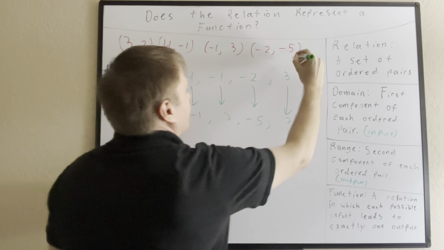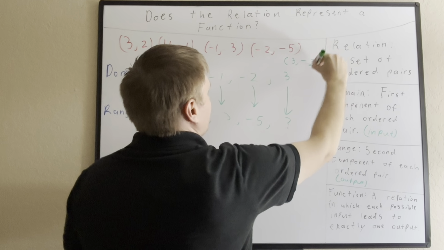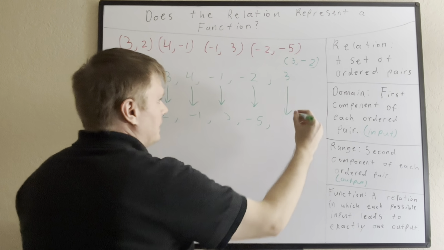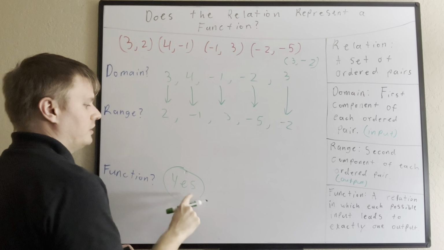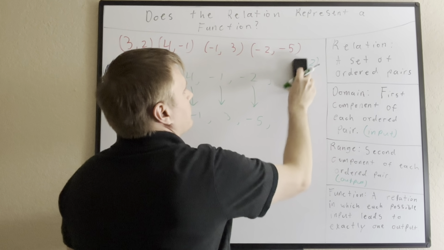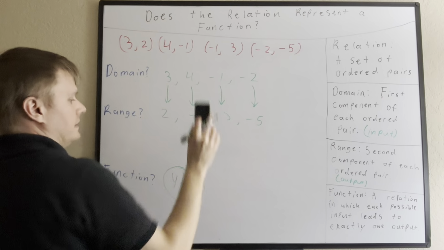So if we added, say, 3, -2 to this relation, then it would be not a function. No, it would be a no, but we didn't. So the answer is yes. This relation is a function.